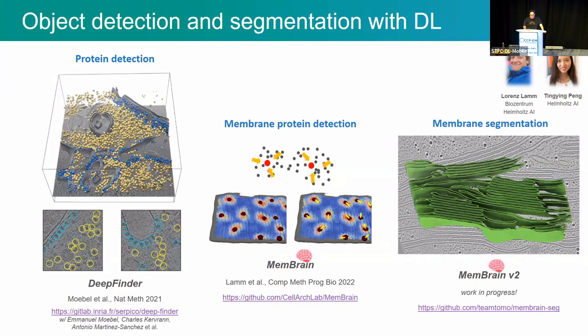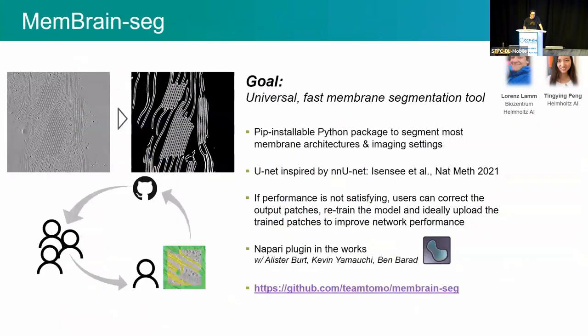You can already have a look at the code. It's on GitHub. And the plan is to have a universal and fast membrane segmentation tool, an easy to install package. It's a Python package. It's a neural network, which is a UNet as usual. In particular, this was inspired by nnUNet, which is a very powerful neural network for segmentation.